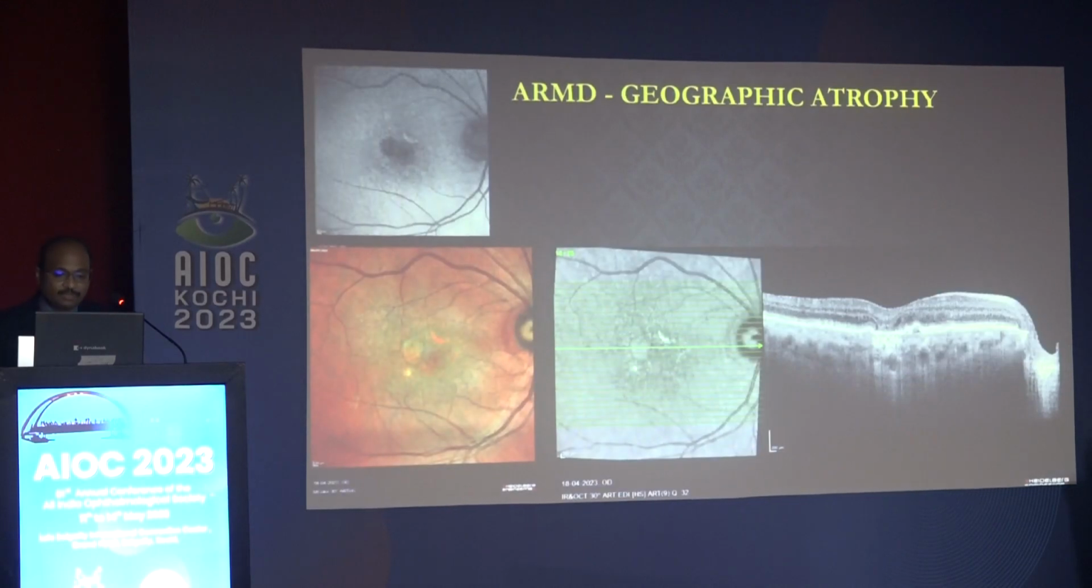This is an example. Again, you can see clearly the geographic atrophy on the multicolor image, as well as on the autofluorescence here and on the infrared image here. And you can see exactly this area, the RPE is missing, the choriocapillaris is also thinned out, and there's a lot of shadowing.